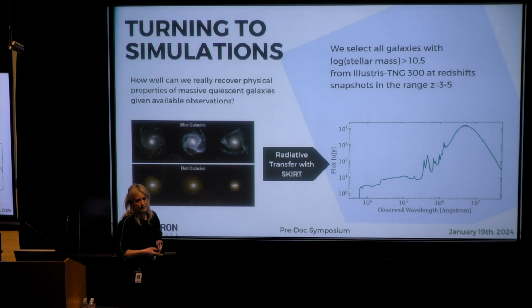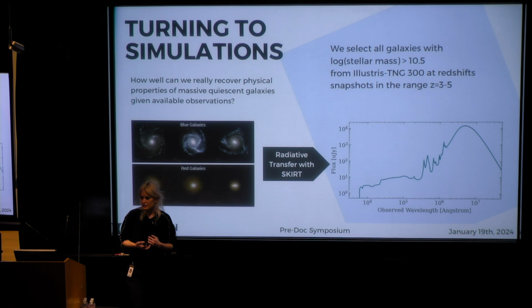To do that, we can look at simulations. In simulations, we know the truth, so that's a really nice place to start. And we can look at how well we can recover these physical properties based on the information that observers have. We're using TNG300 mainly because this is a very large volume simulation, which is required if we want to pick out these rare sources. We pick all galaxies with stellar masses greater than 10^10.5 at redshift ranges of 3 to 5.